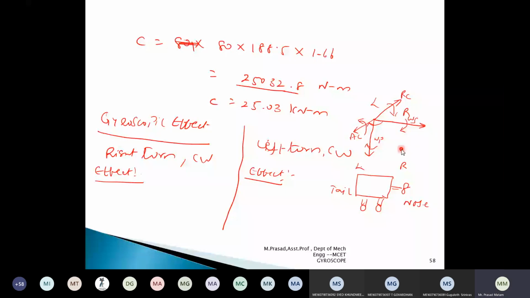So I'm pointing my reactive couple. Where my arrow mark is pointing? My arrow mark is pointing towards the nose end. Means what is happening? It tries to dip the nose. Automatically, it tries to lift the tail. What is the effect here? Dip nose and lift the tail. Now he is asking, this is exactly what he is asking. If the aeroplane turns left turn instead of the right turn, what is the gyroscopic effect? Dip the nose, lift the tail.